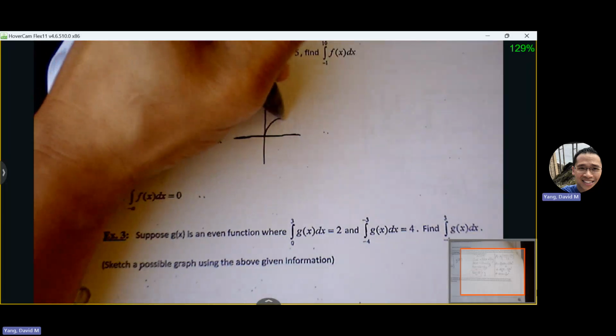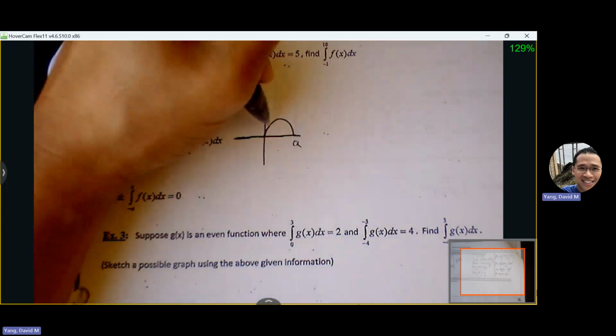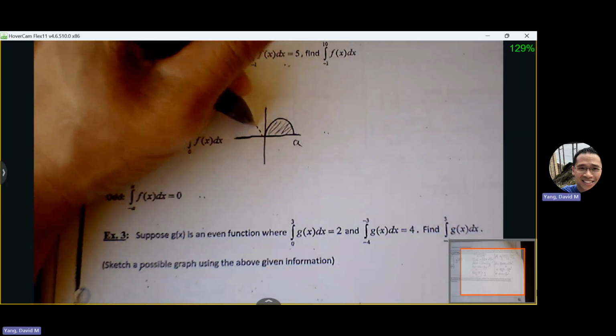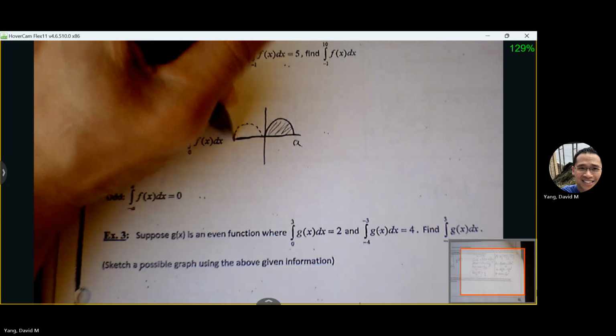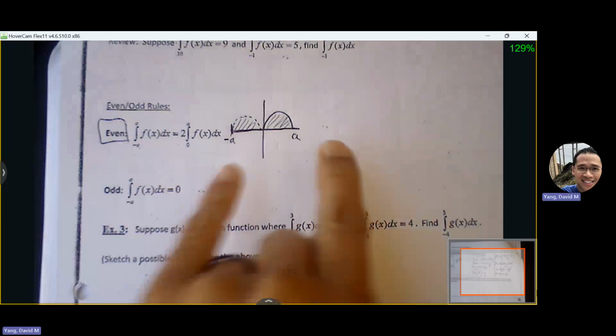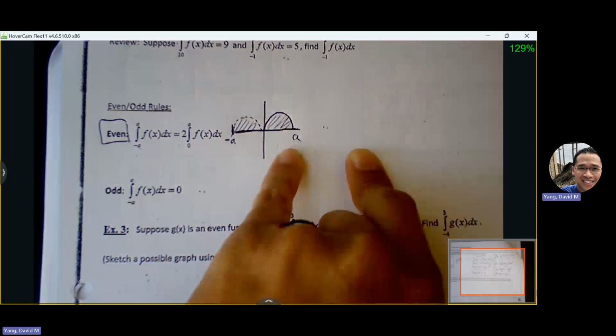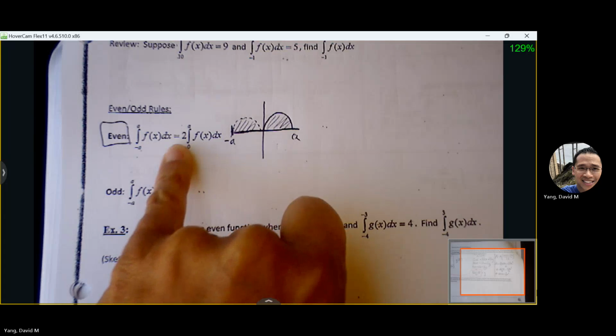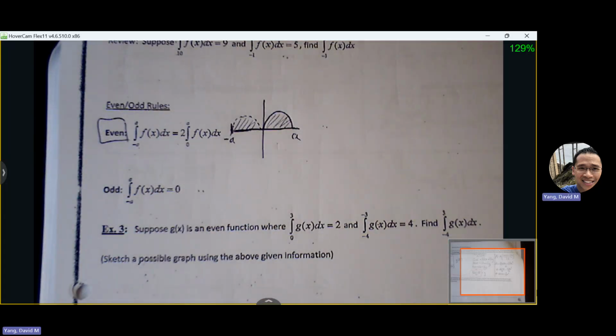So let's say I had a graph that looked like this from 0 to a. If I have an even function, I can create a mirror image on the other side as well. So the property says the definite integral from negative a to a is the same thing as looking at half the region from 0 to a and then doubling it. So if the problem says this is an even function, if I can figure out the picture of the graph on one side of the y-axis, then I can duplicate that picture on the other side of the y-axis.